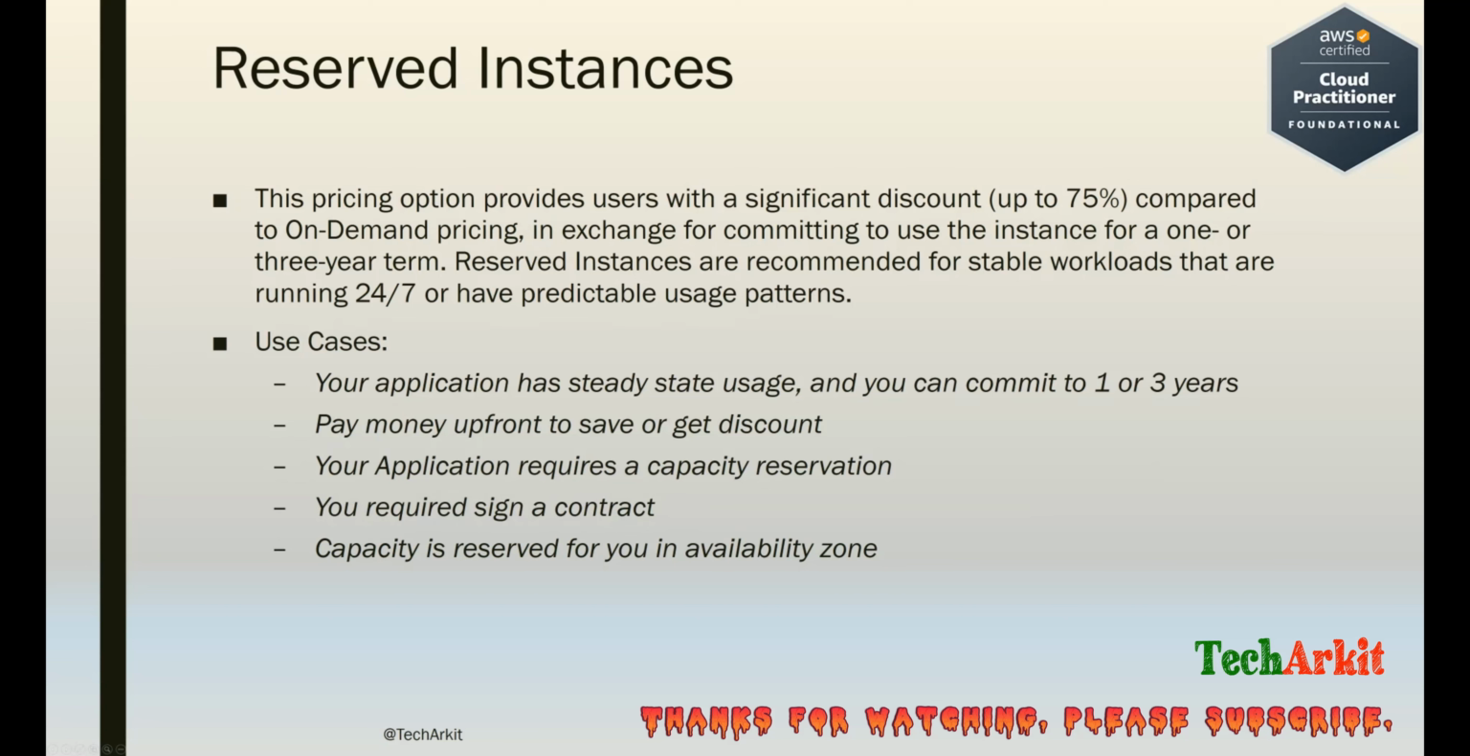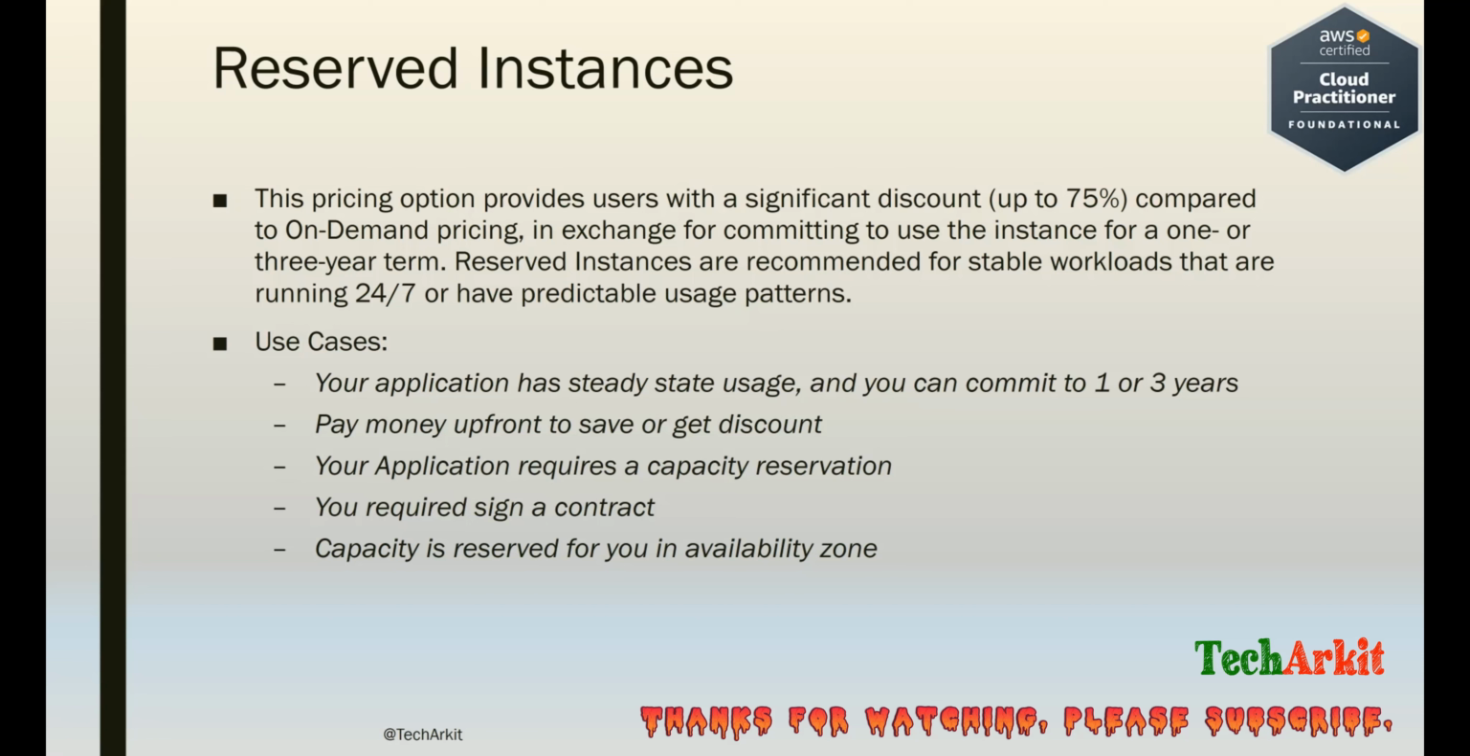So another pricing model is reserved instances. This pricing option provides users with a significant discount, up to 75%. Okay, so that is a big saving compared to on-demand pricing, in exchange for committing to use the instance for a 1 or 3 year term. So the savings come because you have to commit.